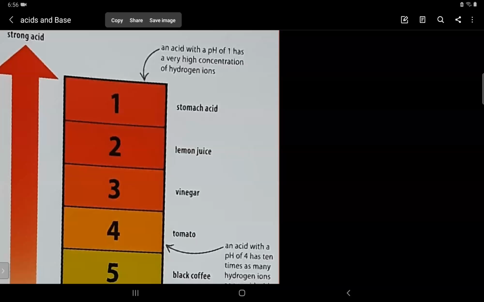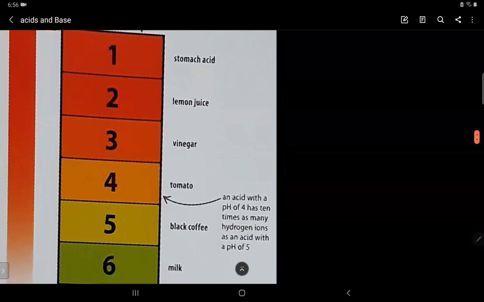Now let's see some acids from strong to bases. Here the strongest acid is stomach acid. An acid with a pH of 1 has a very high concentration of hydrogen ions. Second one is lemon juice. The third one is vinegar. The fourth one is tomato. An acid with a pH of 4 has 10 times as many hydrogen ions as an acid with a pH of 5. Now the fifth is black coffee, the sixth is milk.